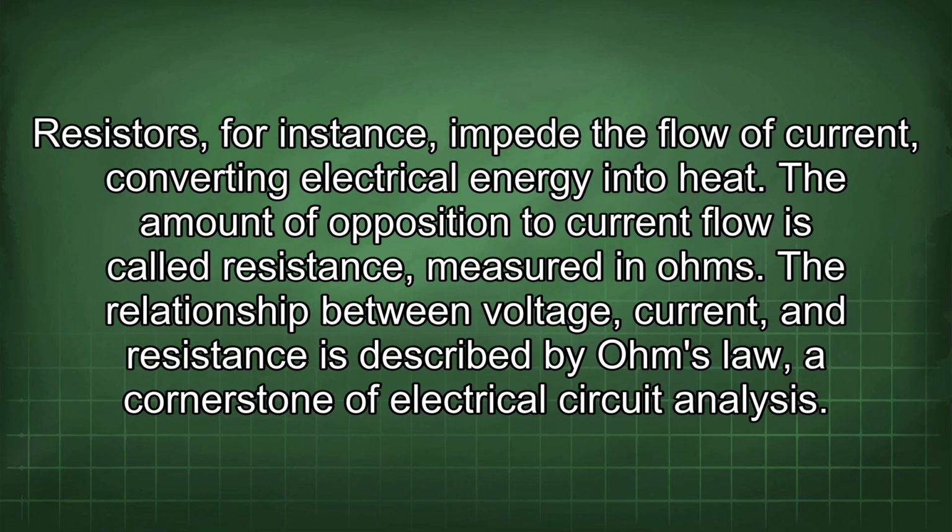Resistors, for instance, impede the flow of current, converting electrical energy into heat. The amount of opposition to current flow is called resistance, measured in ohms. The relationship between voltage, current, and resistance is described by Ohm's law, a cornerstone of electrical circuit analysis.